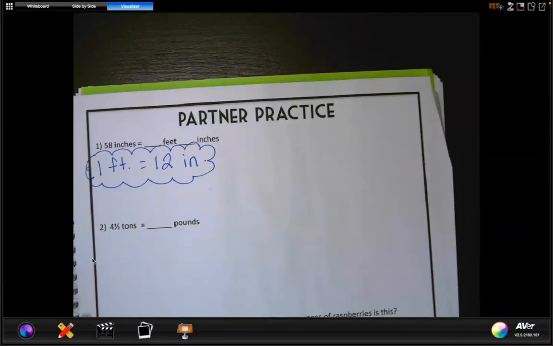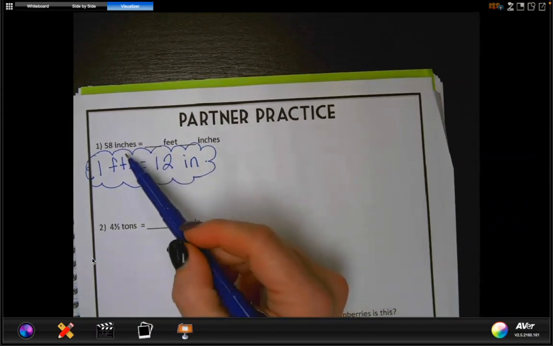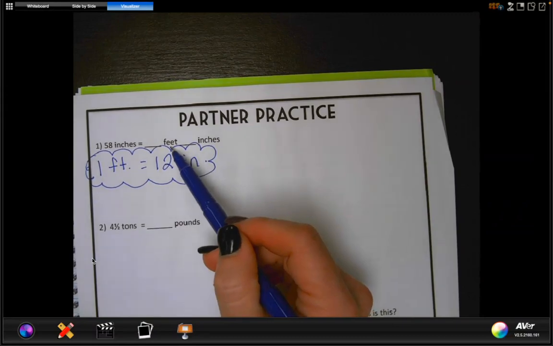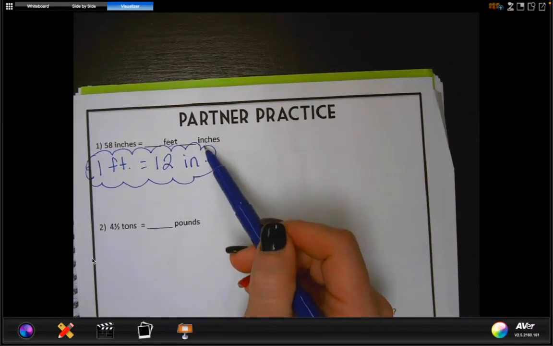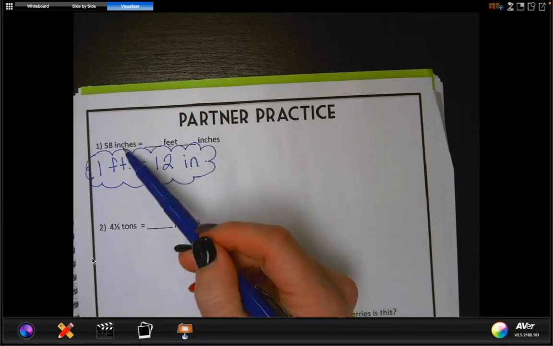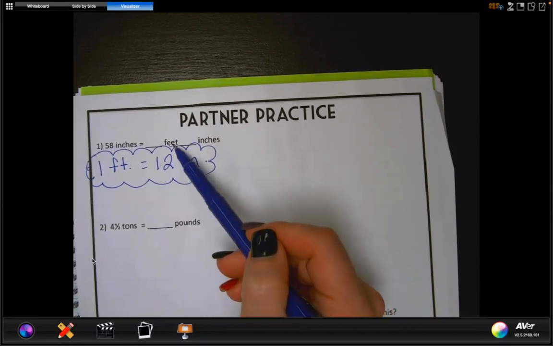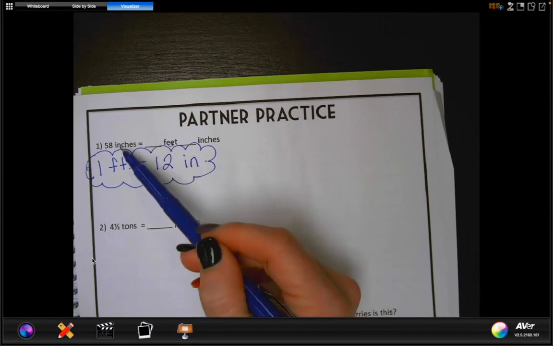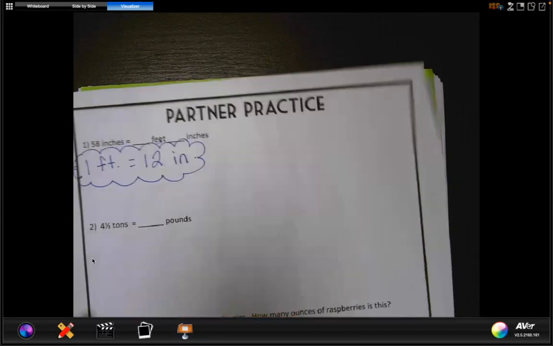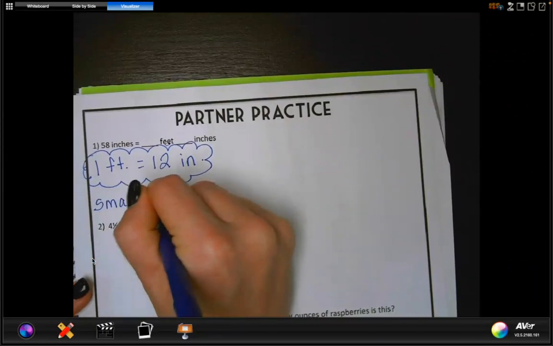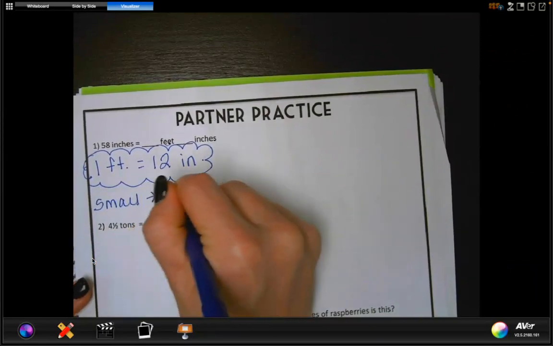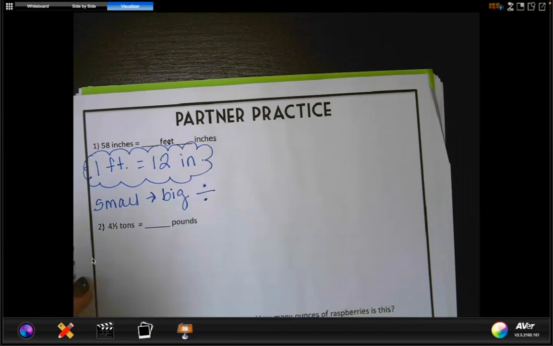So now are we going big to small or small to big? So we're going from 58 inches to feet. Just focus on the feet part, because there'll be some inches left over. We can talk about that later. Primarily, we're going from 58 inches to feet. Guys, that means we're going small to big. We know that inches are smaller than feet. So we're going small to big, and that means we are going to divide.